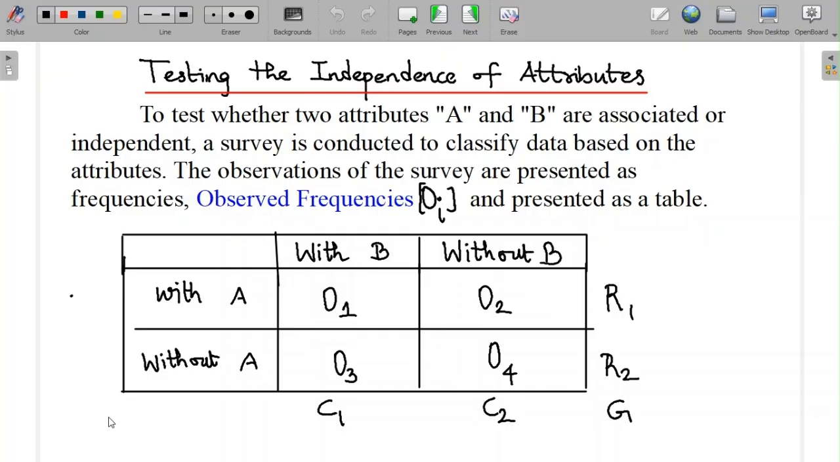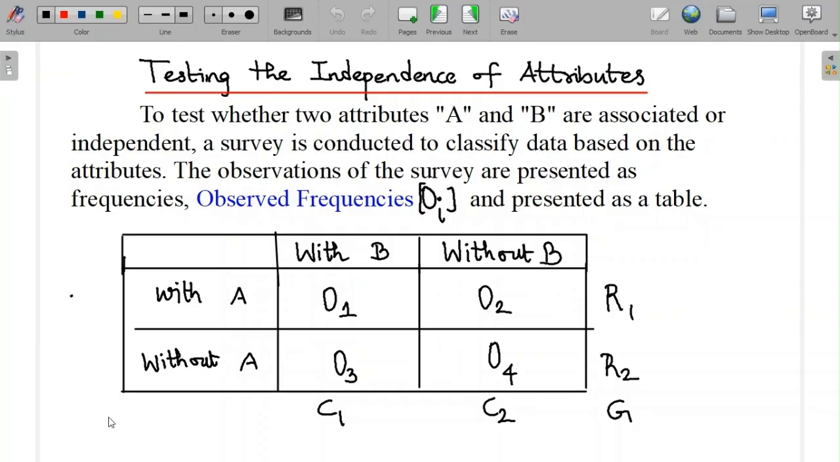A sample of such a table is given here. We compare two attributes and there are four entries O1, O2, O3 and O4. O1 is when both attributes are observed. O2 and O3 are when only one of the two attributes is observed. O4 is when both attributes are not observed. We denote R1, R2, C1, C2 as the totals of the two rows and the two columns respectively, and G is known as the sum of all observations in the given table.